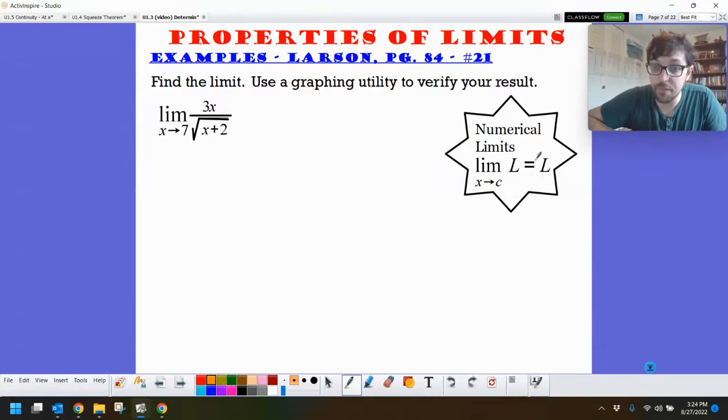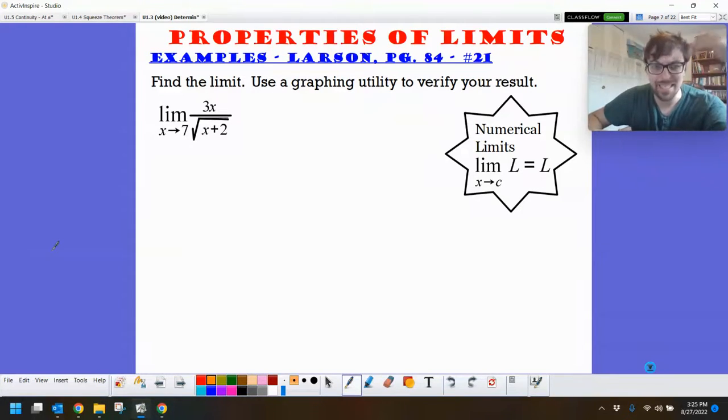Now, I've been saying it a few times, but it's important to point out still, if you have a numerical limit, if this is just a constant, as x approaching c, then this is going to be that constant. We're going to apply our different properties together in this problem, and probably this one here too, in order to figure out what is going on with this limit.